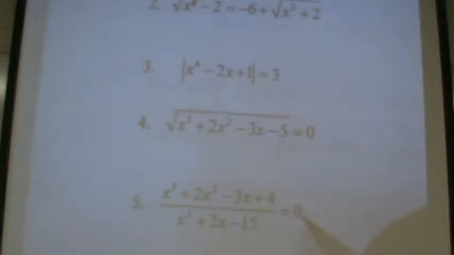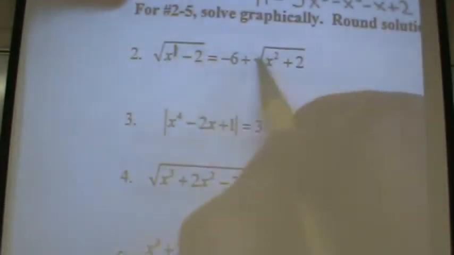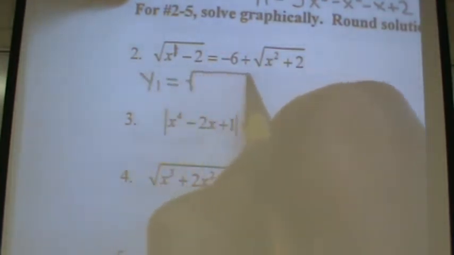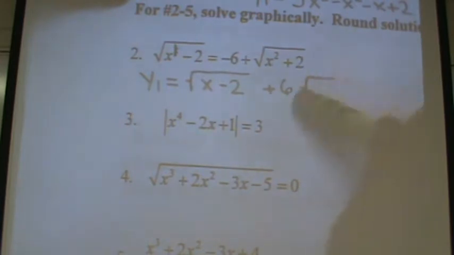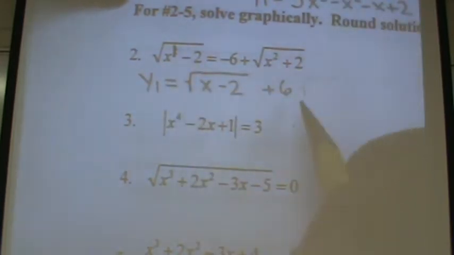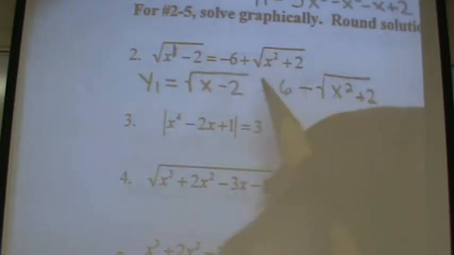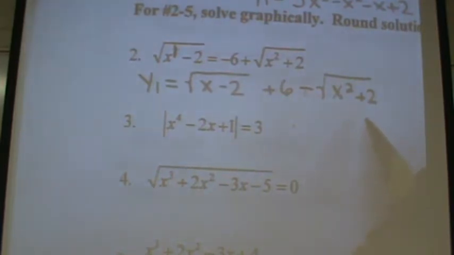Okay, number 2. First of all, these are all different. Do you guys remember how to type them in your calculator? For the one with multiple square roots, you're going to type this one in as x minus 2 plus 6. Whoops. Should be a minus sign. Minus the square root of x squared plus 2. Because there's multiple square roots and numbers here, you put everything in, get everything to one side. Then once you see the graph, you hit second calc 0. I think you guys remember this. Remember it or no? Sure, I'll go through one.